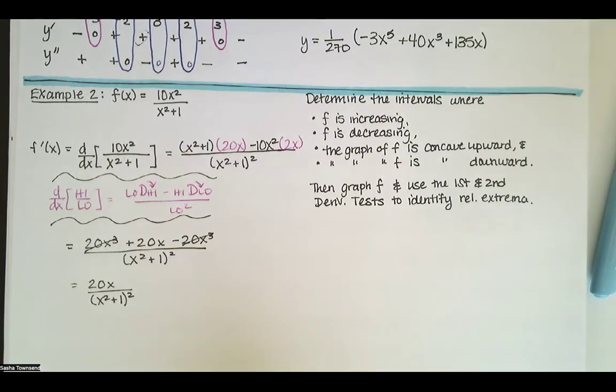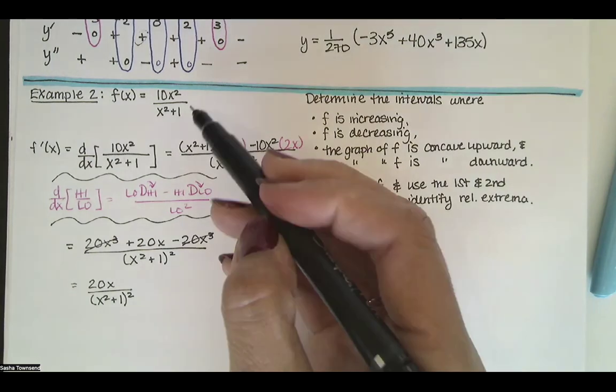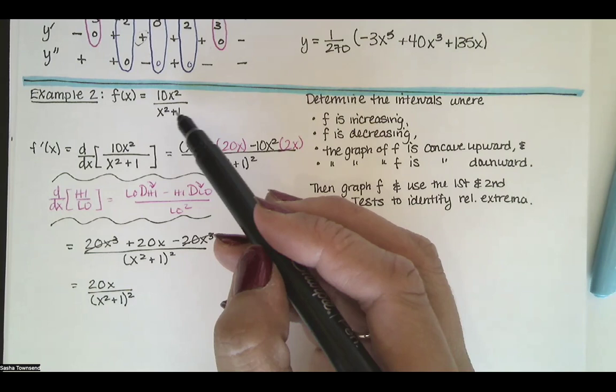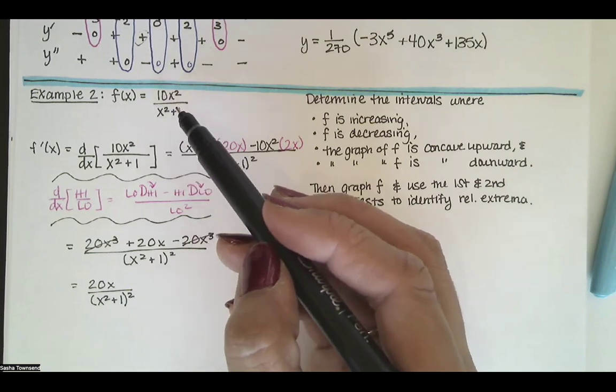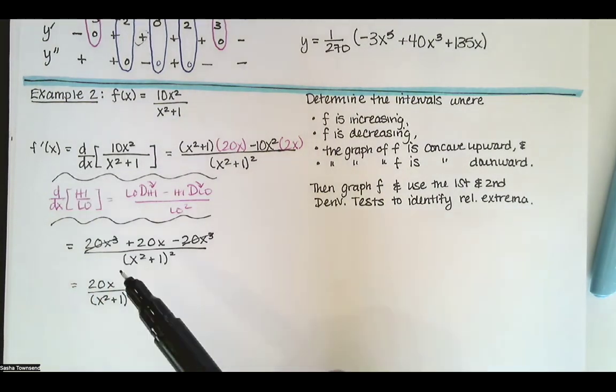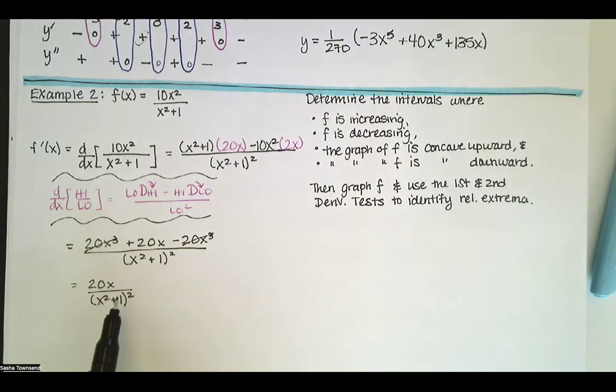Now to determine the intervals where the function is increasing and decreasing, first we need to find the critical values. The critical values are those x values that correspond to a zero derivative or a derivative that's undefined, and they also have to be in the domain of the original function. Now, the domain of the original function is all real numbers. This denominator is always greater than or equal to 1. So we're never dividing by 0 here. So the only critical values in this case correspond to x values that cause this derivative to be 0.